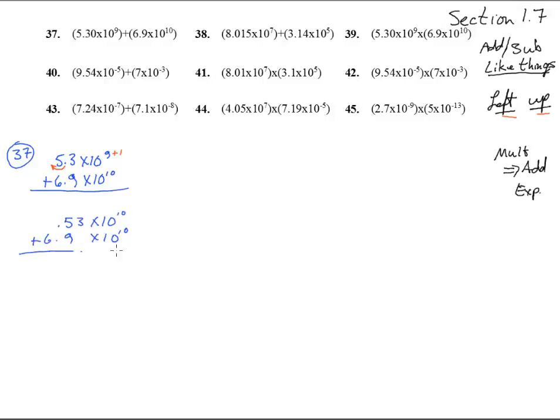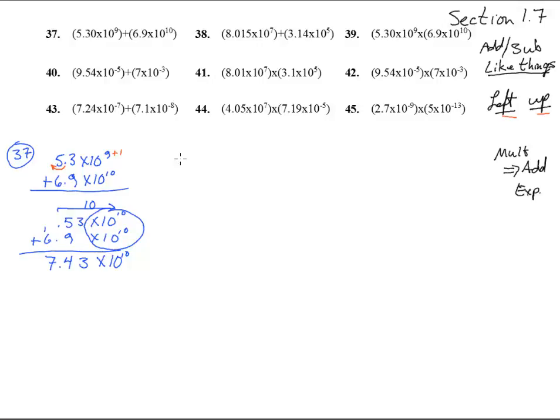Now when we add them, the decimals in both of them are exactly 10 places over in that direction. So the decimals are truly lined up now. 3, 5 plus 9 is 14, 1 plus 6 is 7. So 7.43 times 10 to the 10th, since the decimals stay up. And when we add like things, the things don't change. If we had 0.53 apples and 6.9 apples, we add them and we'd get 7.43 apples. Same exact thing there.